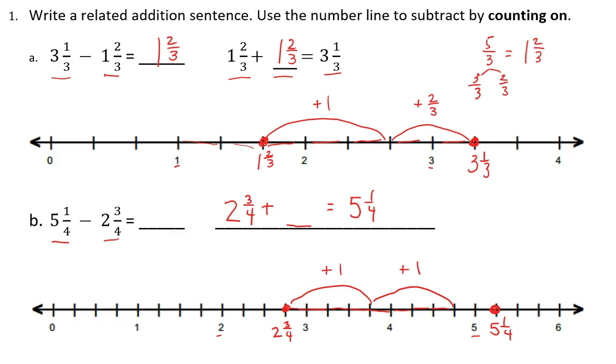And then to get to 5 1/4, I'll jump 2 more sections. Each of those sections is a fourth, so that's 2/4. Altogether, I jump 2 wholes and 2/4. That's my missing addend. 2 wholes and 2/4. That tells me that 5 1/4 minus 2 3/4 equals 2 2/4.